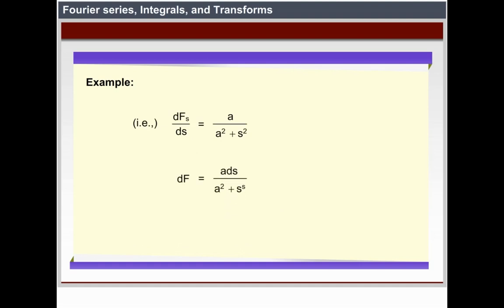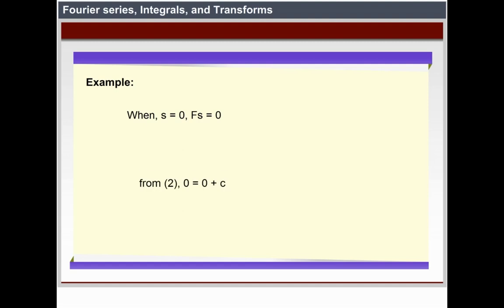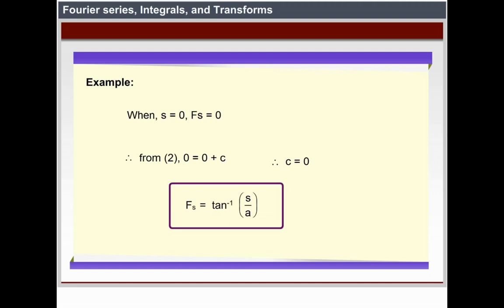d capital Fs equal to a ds by a square plus s square. Integrating, capital Fs equal to tan inverse s by a plus c. When s equal to 0, Fs equal to 0. Therefore, from equation number 2, 0 equal to 0 plus c. Therefore, c equal to 0. Capital Fs equal to tan inverse s by a.